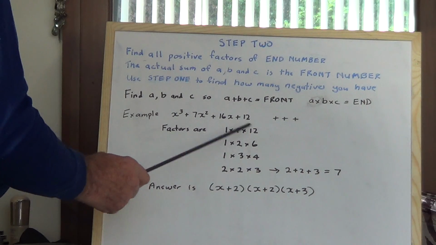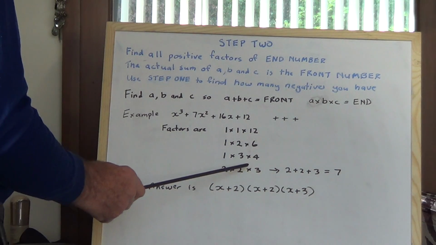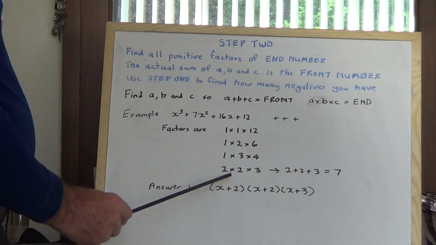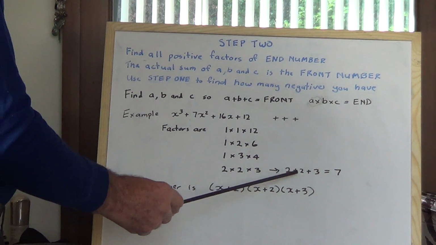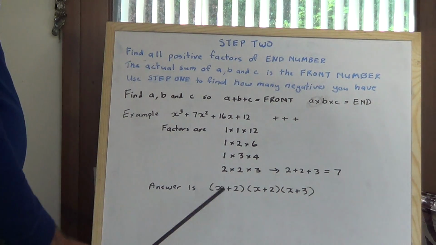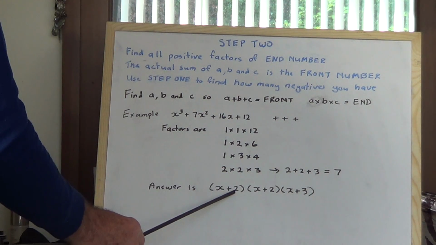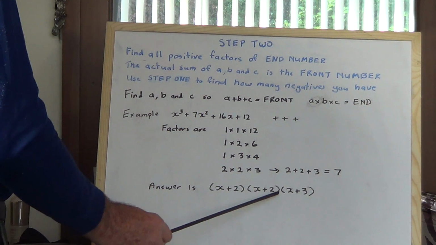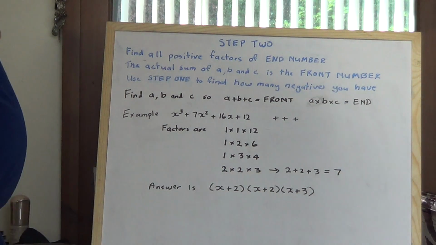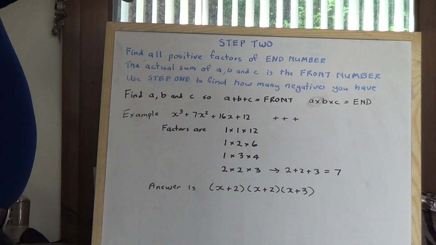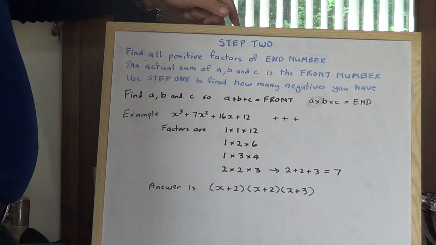And those numbers here, we're looking for the 3 numbers that add up to give us 7. And there they are down there. 2 and 2 is 4 and 3 is 7. So the answer is x plus 2 multiplied by x plus 2 multiplied by x plus 3. Simple example. Now we will go on and do one which is a little more complicated.